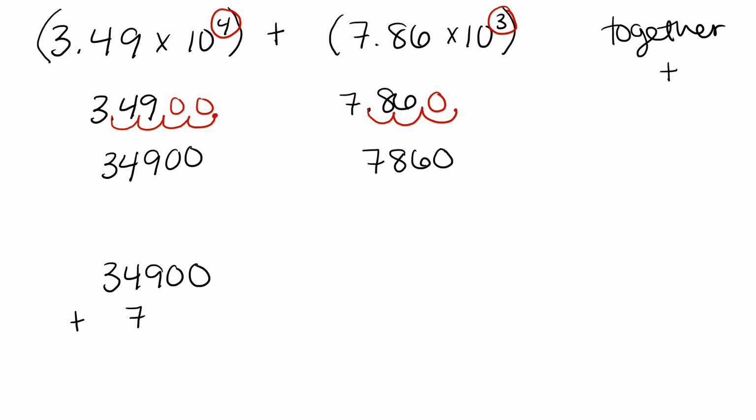Remember, we line them up with our zeros at the back. 0 and 0 is 0, 0 and 6 is 6, 9 and 8 is 17, put down the 7, carry the 1. 4 and 7 is 11, plus 1 is 12. Put down the 2, carry the 1. 1 and 3 is 4.